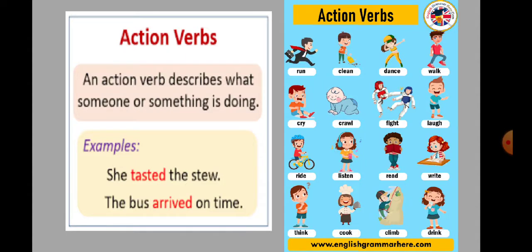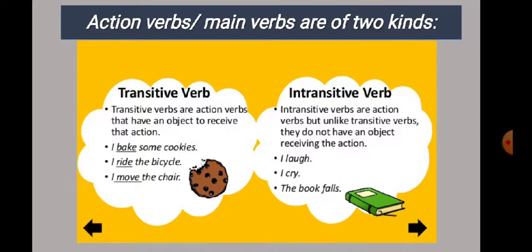Action verbs. An action verb describes what someone or something is doing. You see the examples. She tasted the stew. The bus arrived on time. You see in the picture there are some common action verbs. Action verbs are of two kinds: transitive verb and intransitive verb. Transitive verbs are action verbs that have an object to receive that action. You see the examples: I bake some cookies, I ride the bicycle, I move the chair. Here some cookies, the bicycle, the chair are objects.